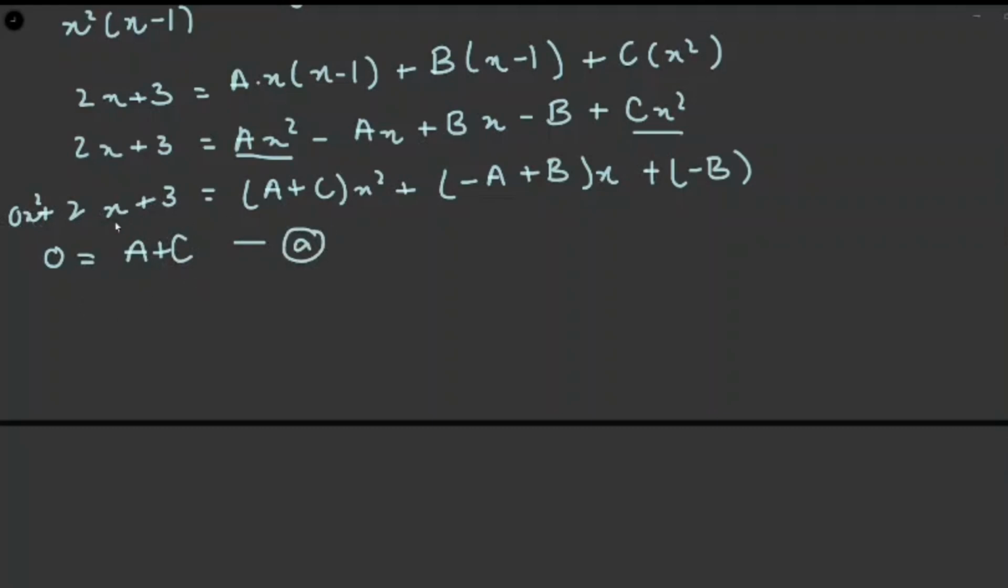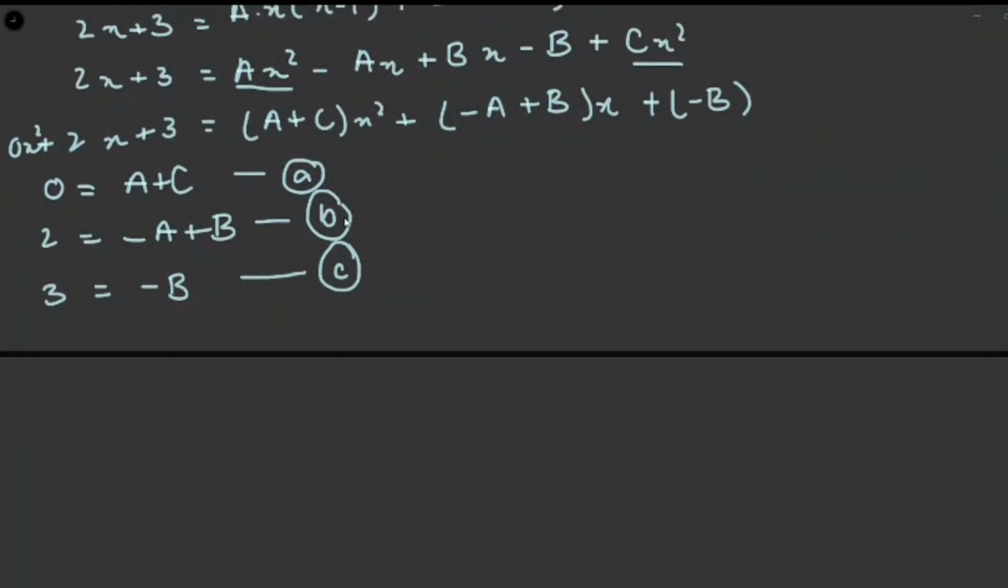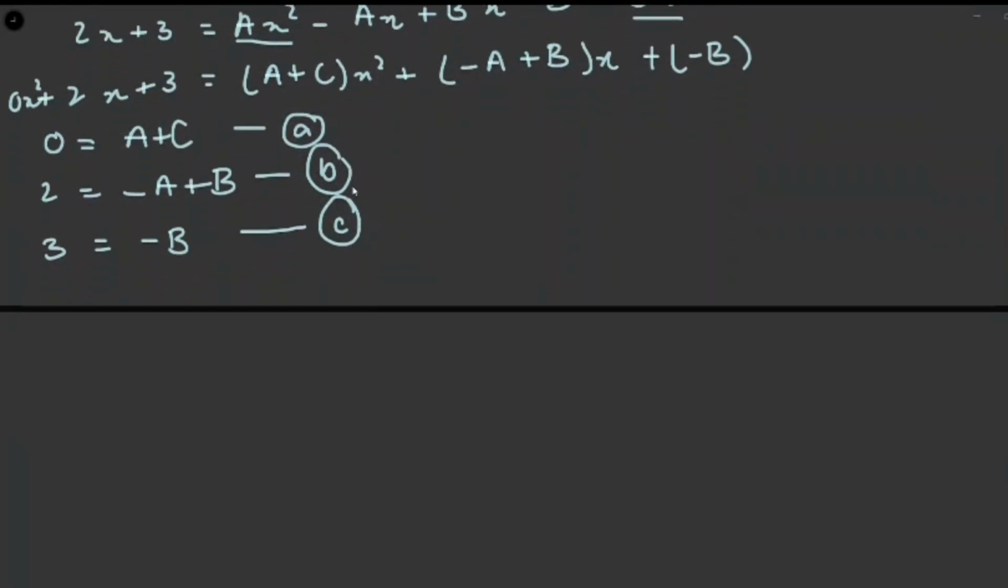And then we will take for x, we have 2 here as coefficient of x, and we have minus a plus b. So we would write this like this, and this is our equation B. And then we have 3 here as constant and minus b here as constant. So this is our equation C. Now we can take any of these equations and solve for the values of a, b and c.